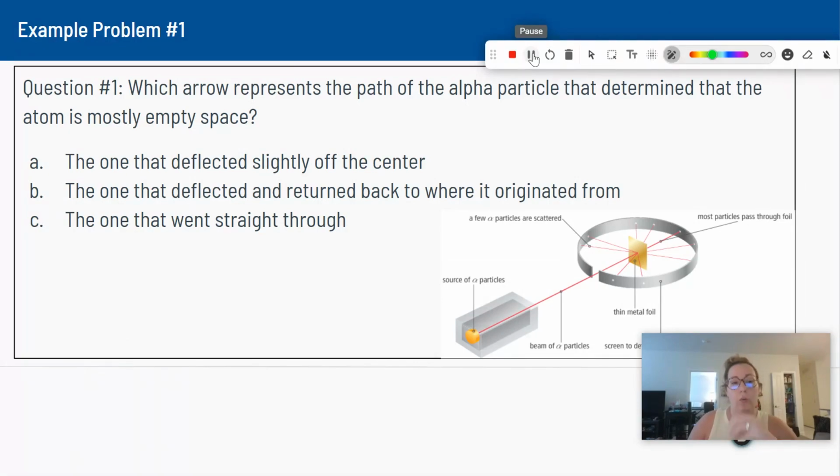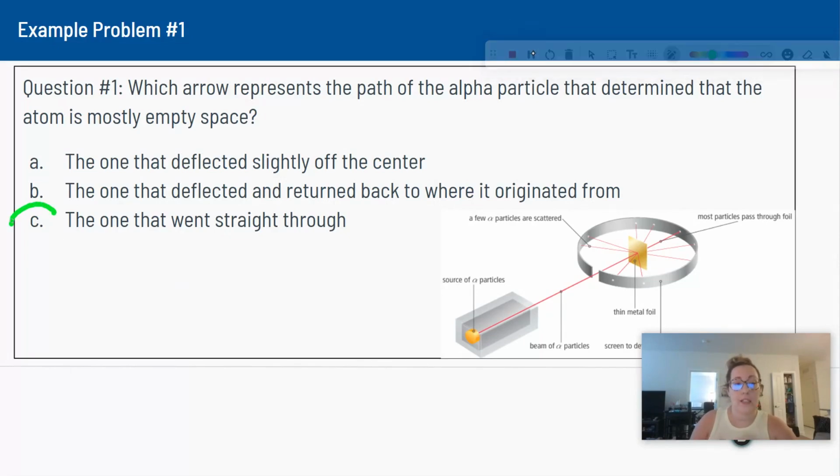The answer to the question of which arrow represents the path of the alpha particle that determined the atom is mostly empty space is C, the one that went straight through. Because if it was not empty space and it hit something, it would not be able to go right through. It would go off at some angle.